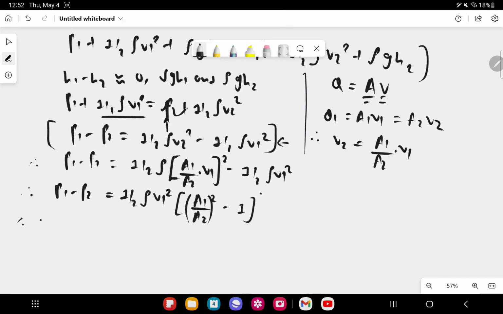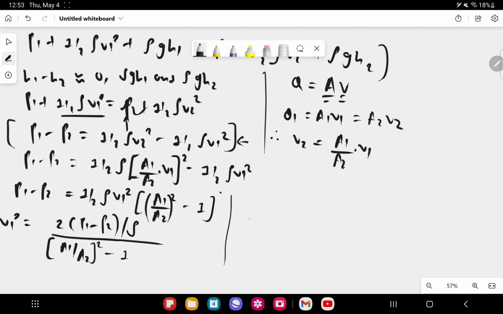Therefore V1 squared is equal to 2 times (P1 minus P2) divided by rho, which is the density of the fluid, and divided by (A1 over A2) squared minus 1.